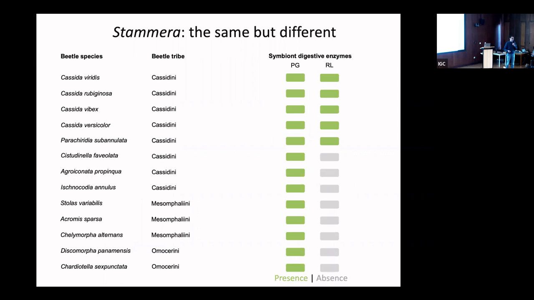The first is that polyglucuronase is elemental to the symbiosis. It's in every Stammerer strain that we collected in 2020. But rhomglucuronolase, that varies. Not every single Stammerer strain encodes it and supplements it to its host. And so a follow-up question was, how does that variation affect the digestive physiology of the beetle host?